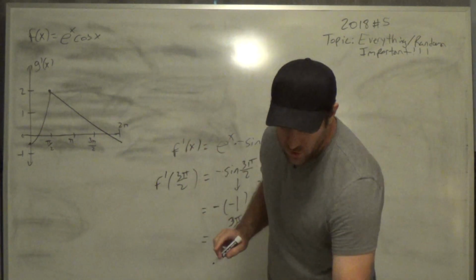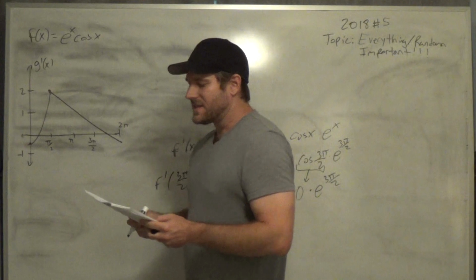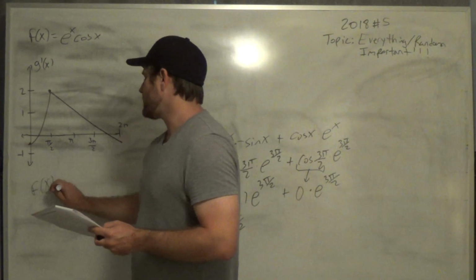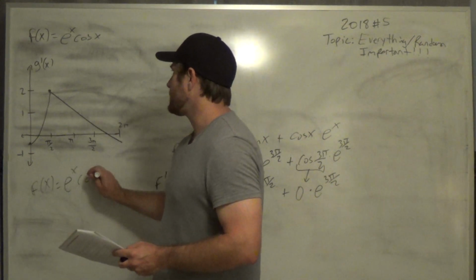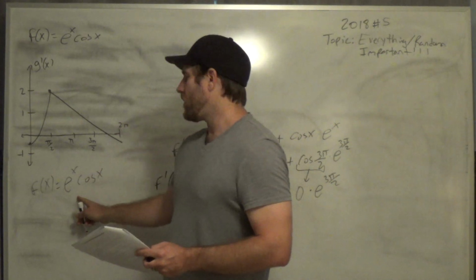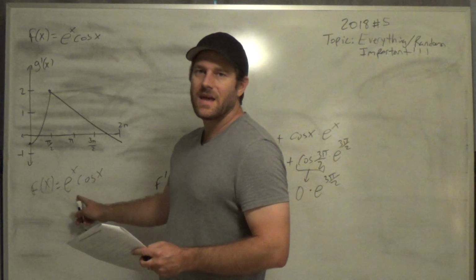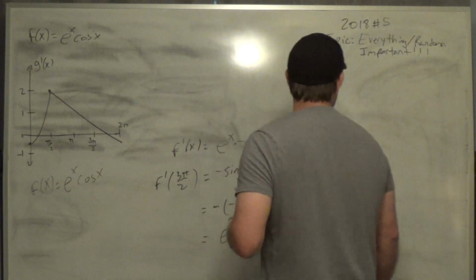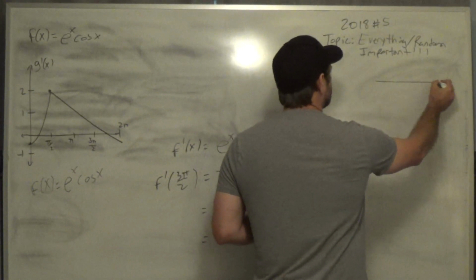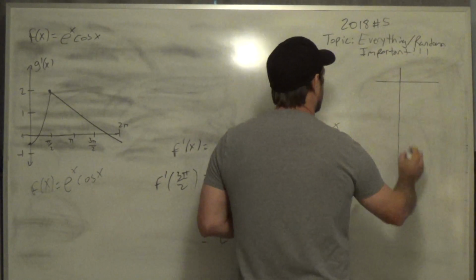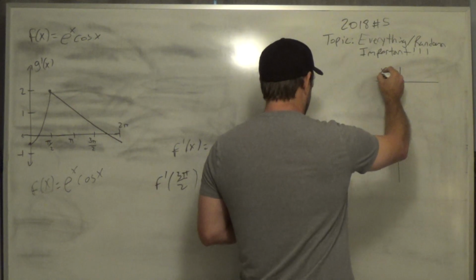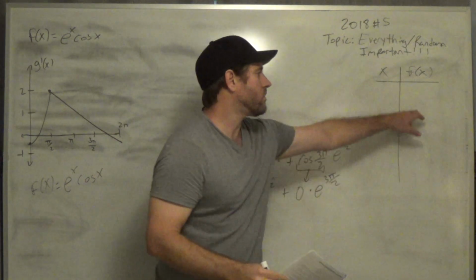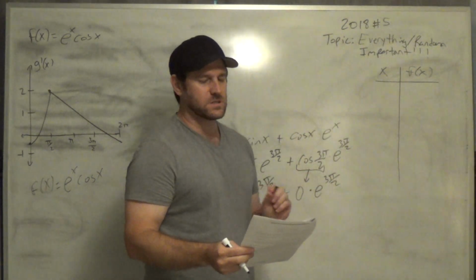Okay, so the question states, find the absolute minimum value of f. Now, remember what f of x is. F of x is e to the x cosine of x. I want to find when that is a minimum value. And to find out when it is at a minimum value, I'm going to need to make a table. In this table, we've got x, and we have f of x. And we want to know when will we get the lowest y values on the interval 0 to 2 pi.